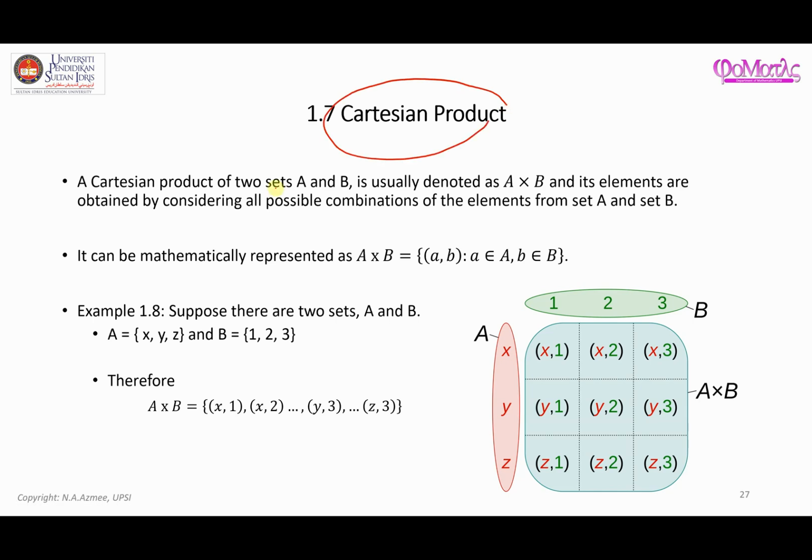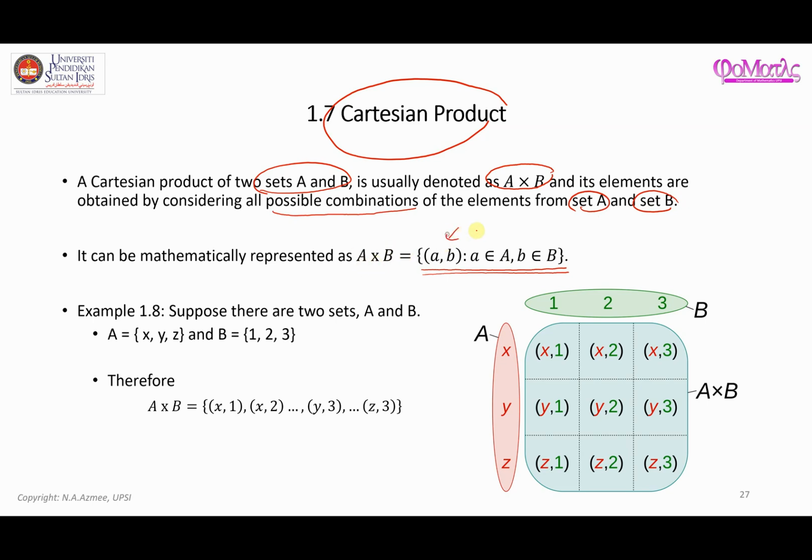In this video, I'm going to talk about the Cartesian product. Basically, when you have two sets A and B, the Cartesian product of these sets is mathematically denoted using this symbol here. Its elements are obtained by considering all possible combinations of the elements from set A and set B. The mathematical representation is written as the Cartesian product of A and B.